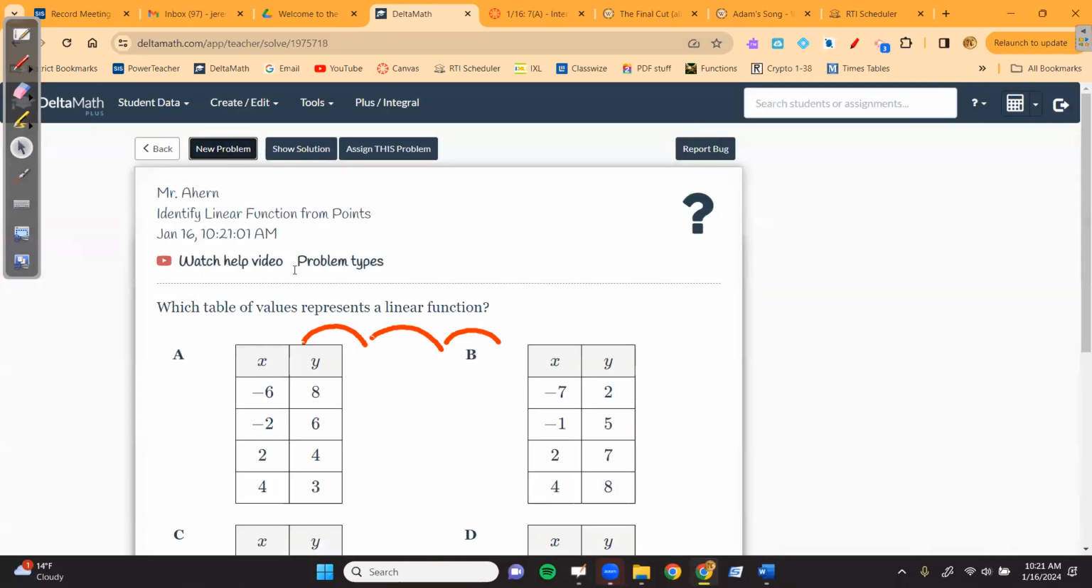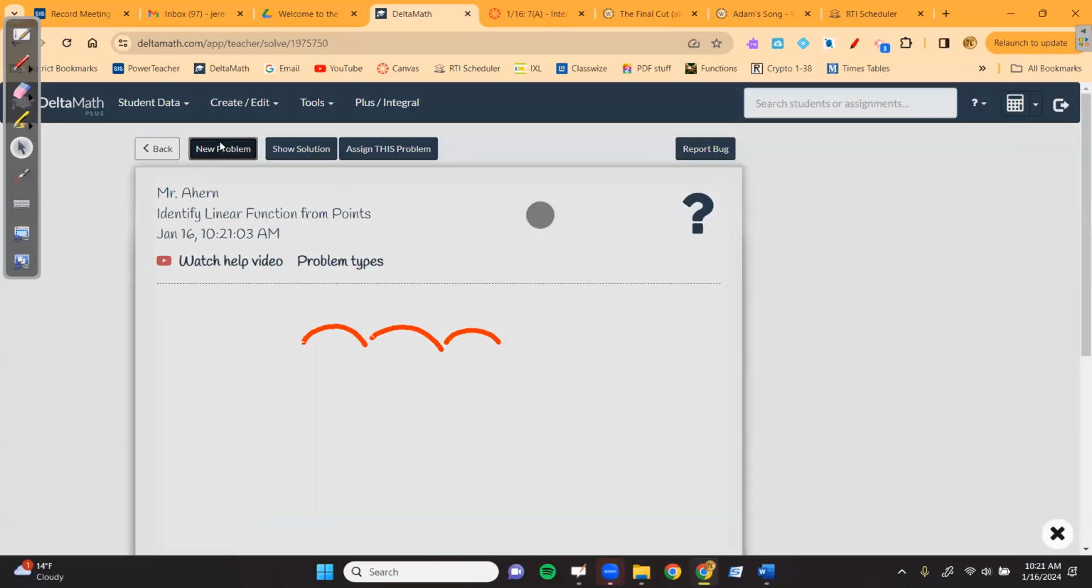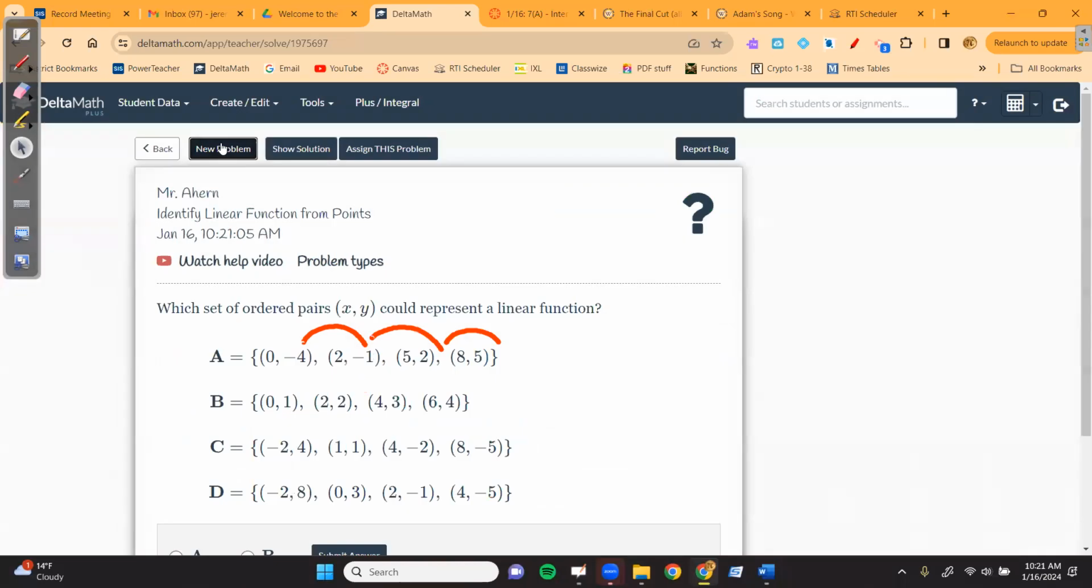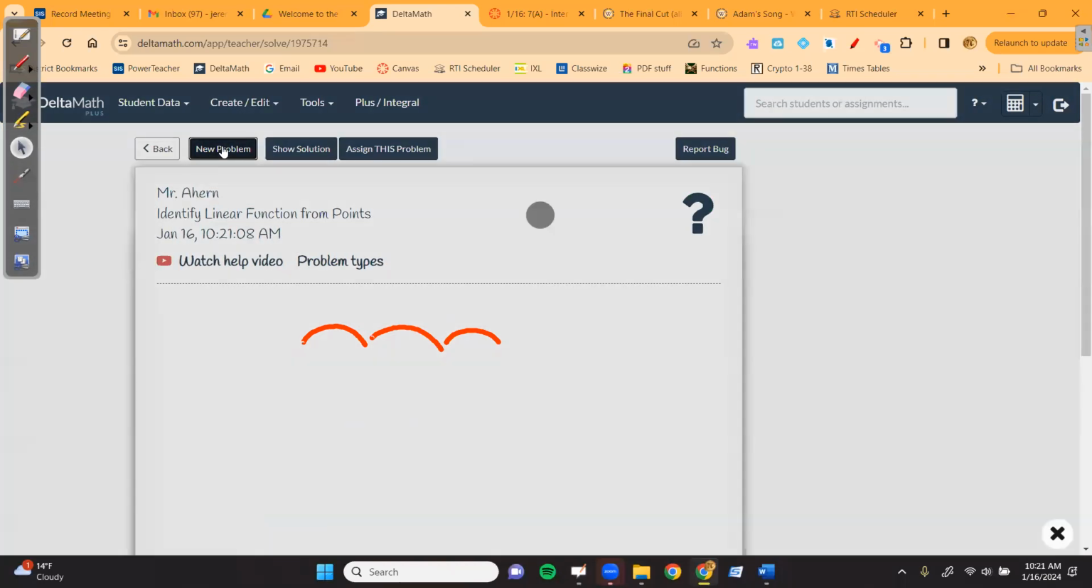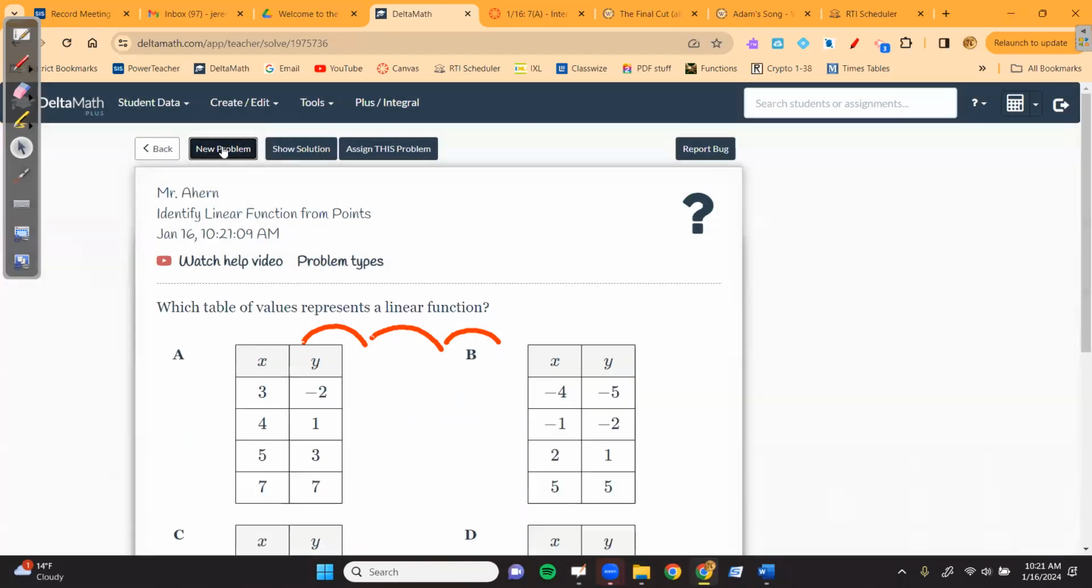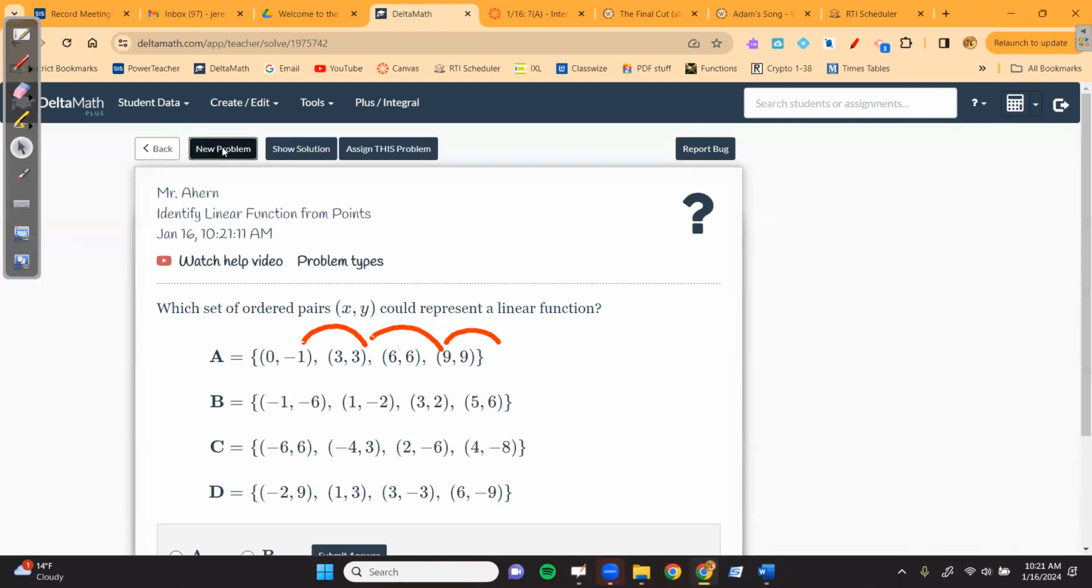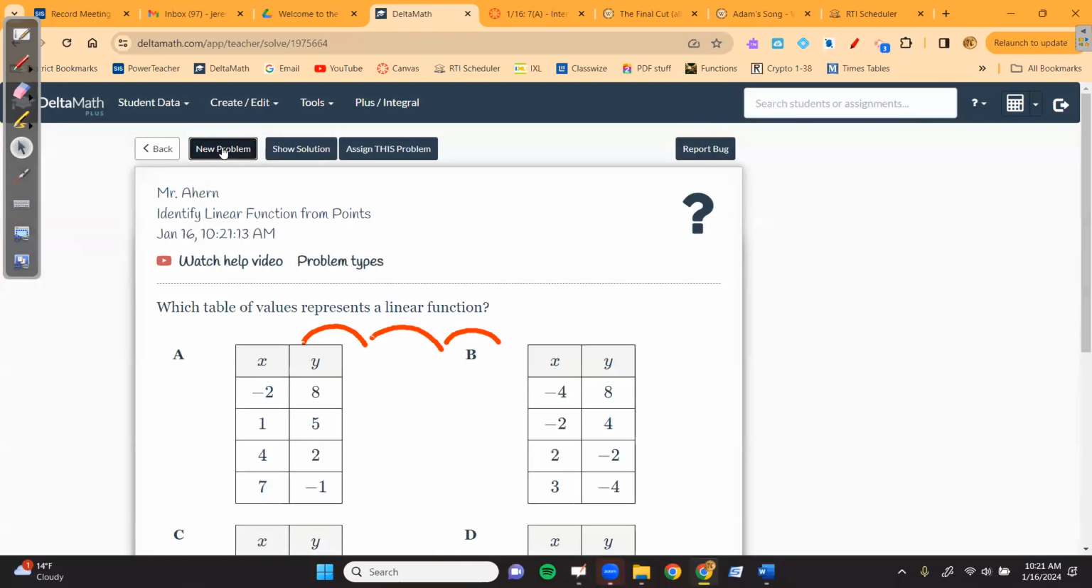Let's do another one. Can we find one that does not? Maybe they all say positive. I thought some of them were in the negatory, but nope. Doesn't look like it.